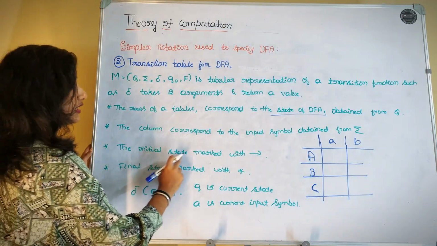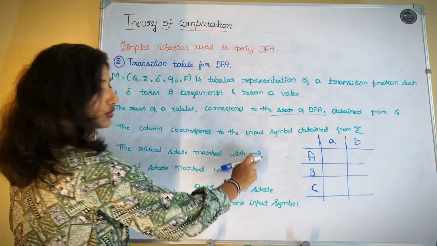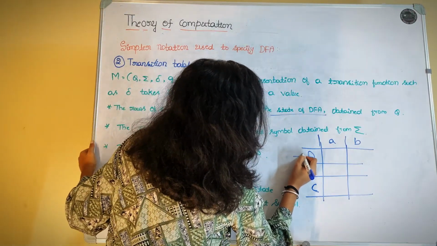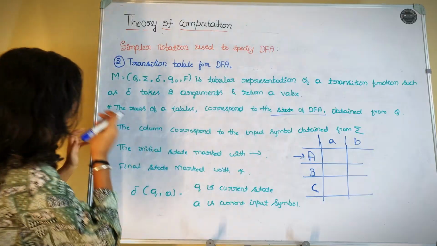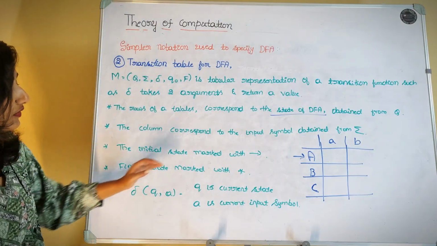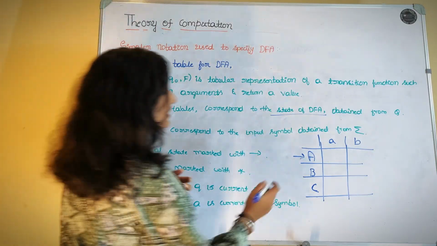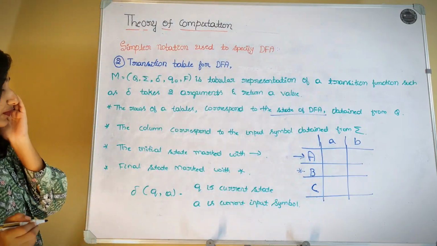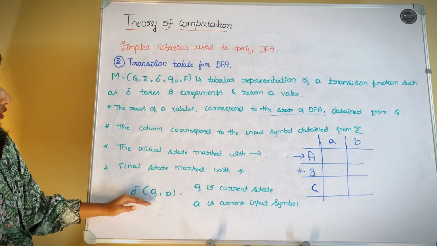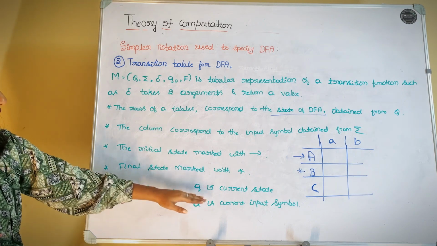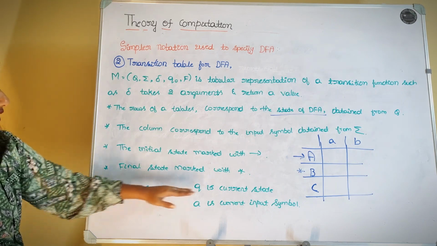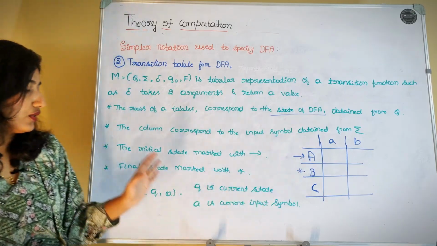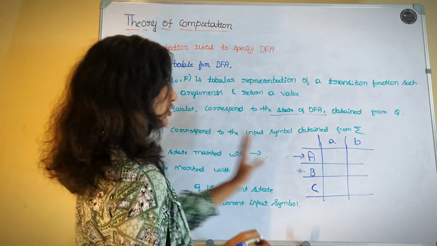And we have the initial state marked with an arrow. So here let's take this as the initial state. So this is marked with an arrow. Okay, and then we have the final state marked with a star. So what is the final state? Let's take this as the final state. It is marked with a star. Okay, and then delta of q comma a will be, here q is the current state and a is the current input symbol. So let's solve this.